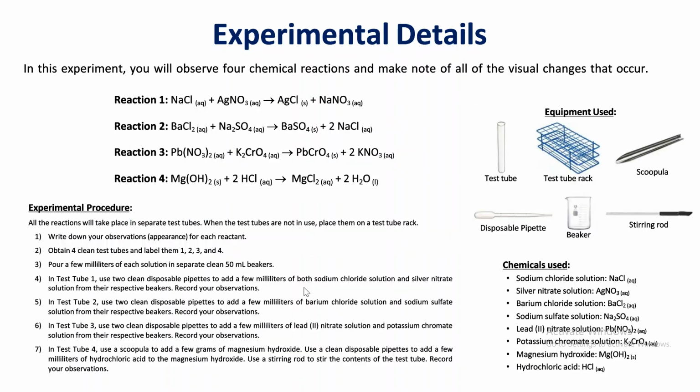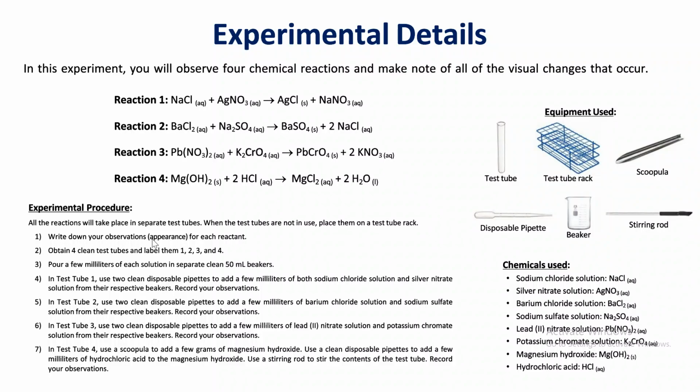So today's experiment, we're going to need a test tube rack, spatula, disposable pipette, beaker, and stirring rod, and we will be testing 4 reactions. So make sure when you go to the lab report, you are filling the data for 4 separate reactions. All the reactions we are going to perform are going to take place in a test tube. And when the test tubes are not in use, we're going to put them back in the test tube rack.